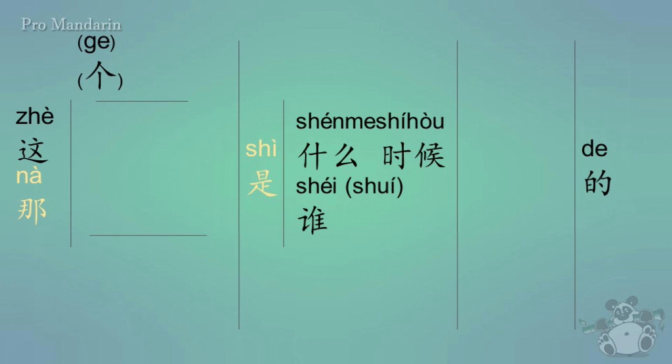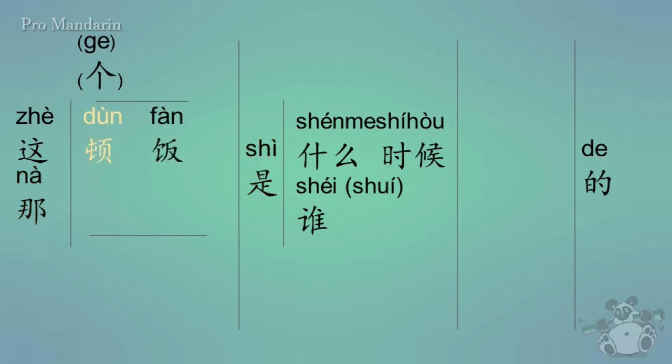So in this case, I'm going to show you the first classifier, 炖, and then the noun following it is 饭. So 饭 is a reference to food, and 炖 in this case is a reference to meals. So in this case, we're talking about a meal of food, or a 炖 of 饭.